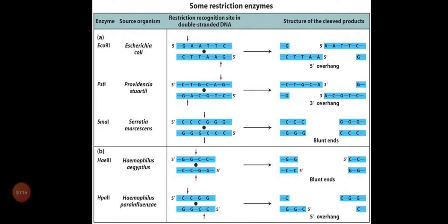EcoRI from Escherichia coli recognizes only 6 base pairs, and it is very particular about those 6 base pairs. It always cuts between G and A, and again on the opposite strand between G and A. So it will cut only in that particular area. So that is the first enzyme, EcoRI, from Escherichia coli.